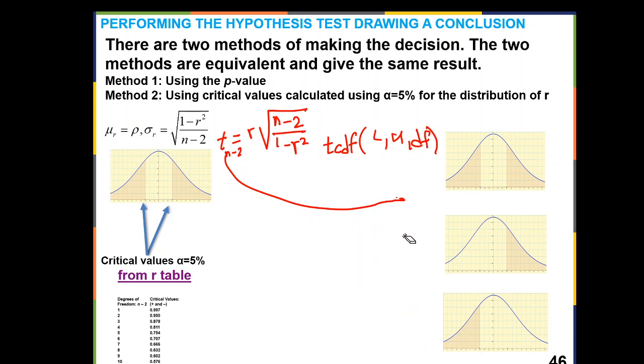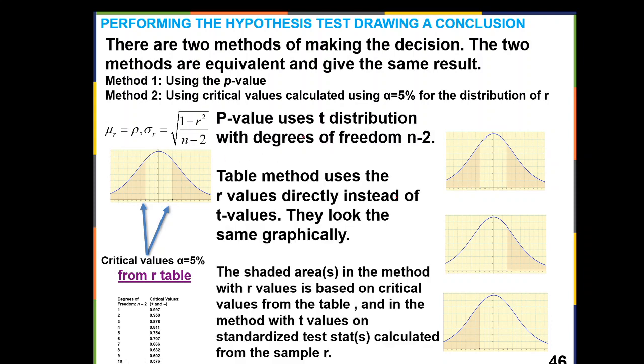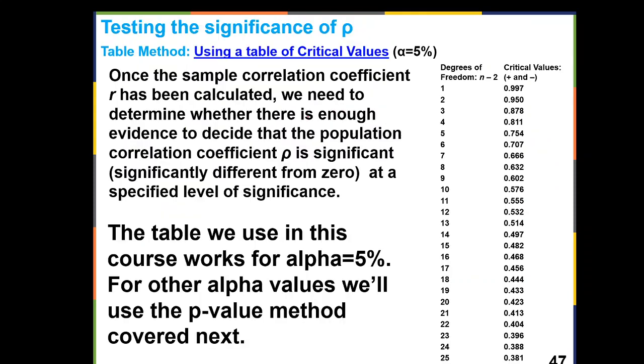All right, so let's continue. So here's an example to use r, right? Once the sample correlation coefficient r has been calculated, we need to determine whether there is enough evidence to decide that the population correlation coefficient rho is significant. Significantly different from 0. That's what significant means. Then the level of significance has to be given, and that's alpha, right?